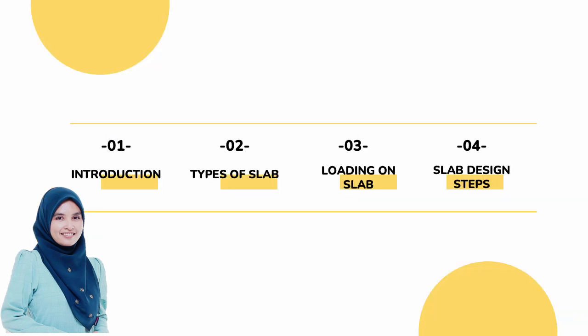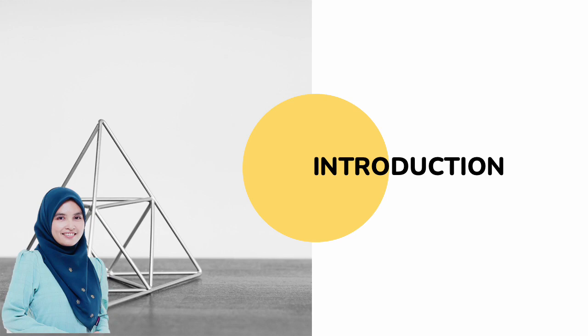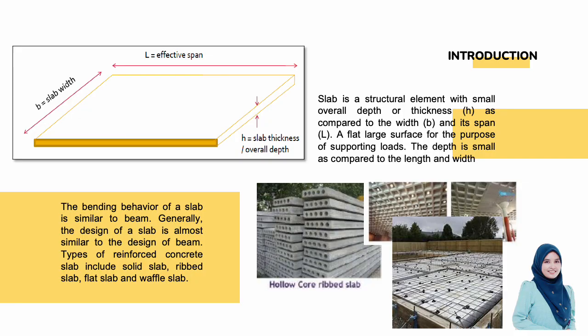This is the content of the slide presentation. Introduction. Slab is a structural element with a small overall depth or thickness as compared to the width and its span L. A flat, large surface for the purpose of supporting loads. The depth is small as compared to the length and width. The bending behavior of a slab is similar to the beam. Generally, the design of a slab is almost similar to the design of the beam. Types of reinforced concrete slab include solid slab, rib slab, flat slab, and waffle slab.